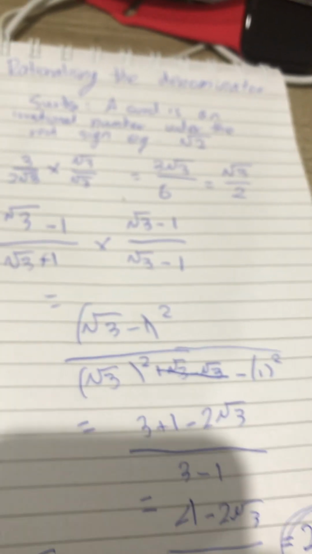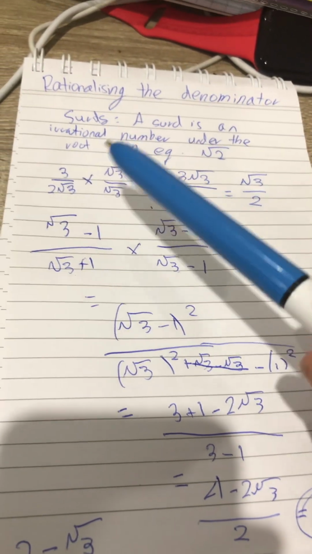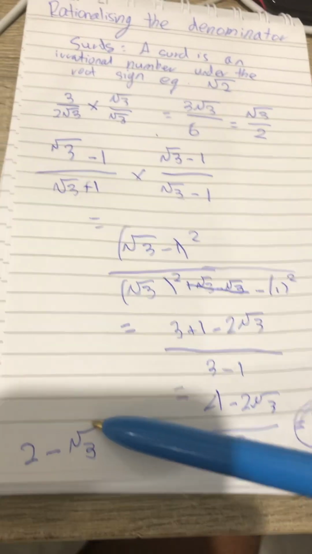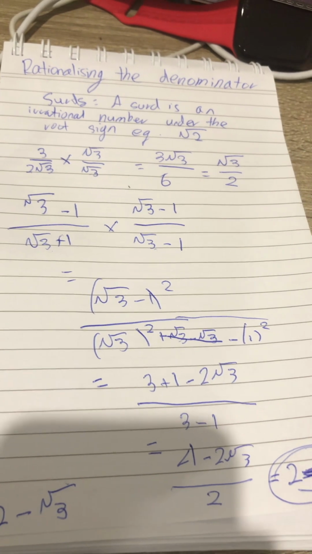Now, to summarize, a surd is an irrational number under the root sign. You rationalize the denominator by either multiplying by the surd of the denominator, or by the inverse of the denominator.